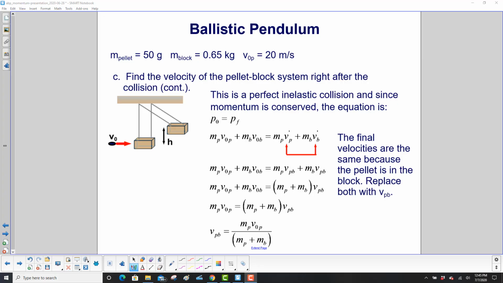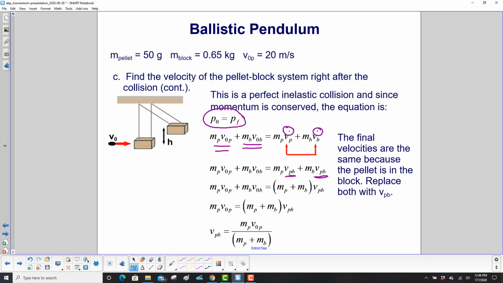Find the velocity of the pellet block system right after the collision. We have a perfect inelastic collision with momentum conserved. That's from the previous slide. So we put in our initial momenta of the pellet and the block. And then on the right side, we have the momentum of each one of them. And that little prime means it's after the collision. Now, what is the velocity of the pellet and block? They're the same because they're stuck together. So we replace each velocity on the right side with v pellet-block, the pellet block system.